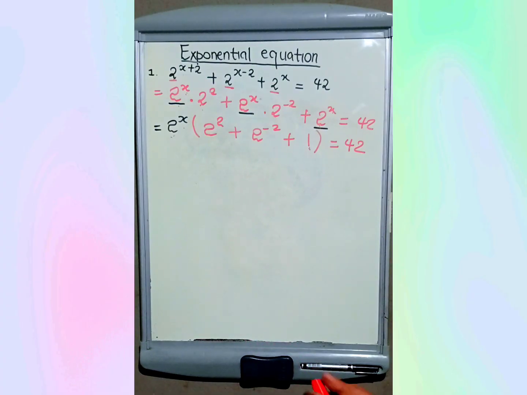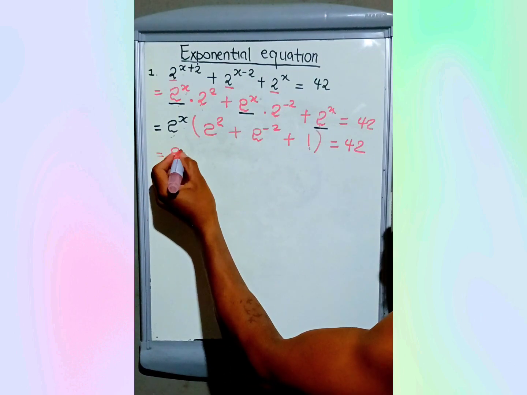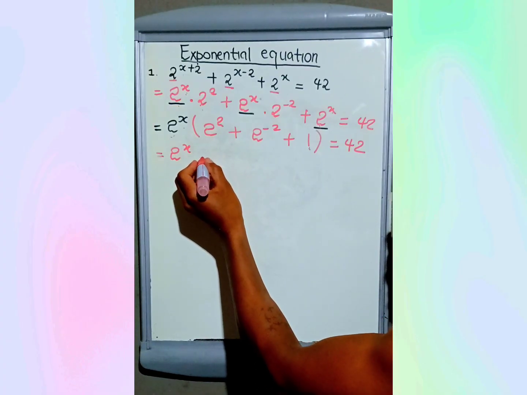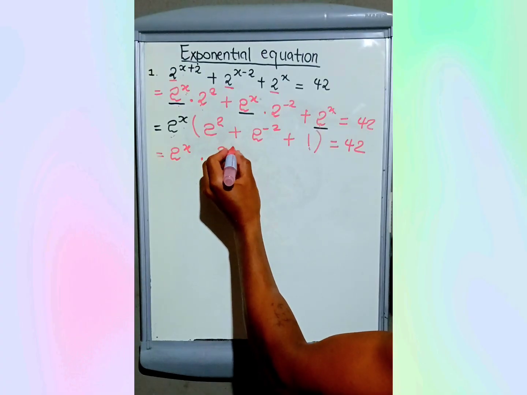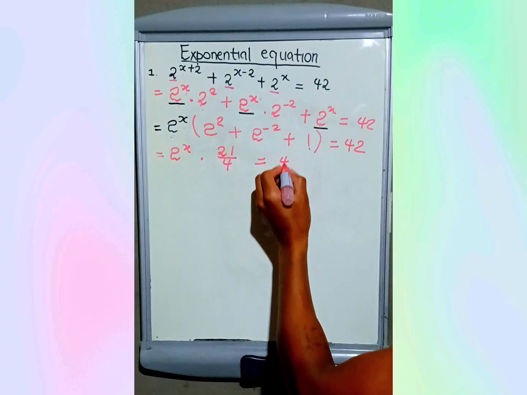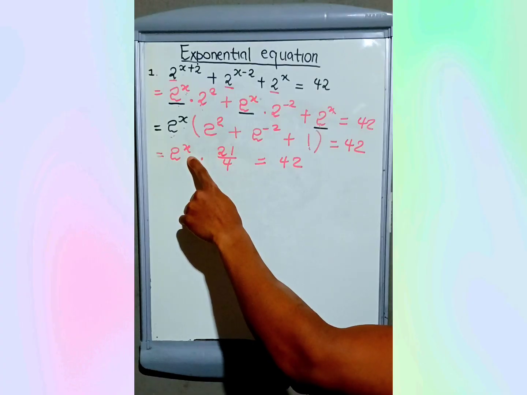21 over 4. Then now we have 2 raised to x times, because the bracket means what? The multiplication sign, okay? Times 21 over 4, which is going to be equal to 42. Do you see that? It's very simple. After that, we are just solving the value of x.